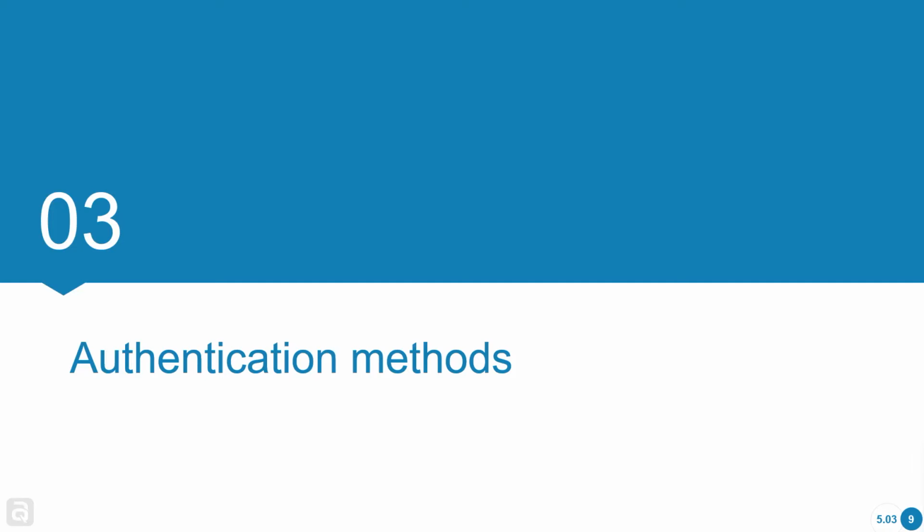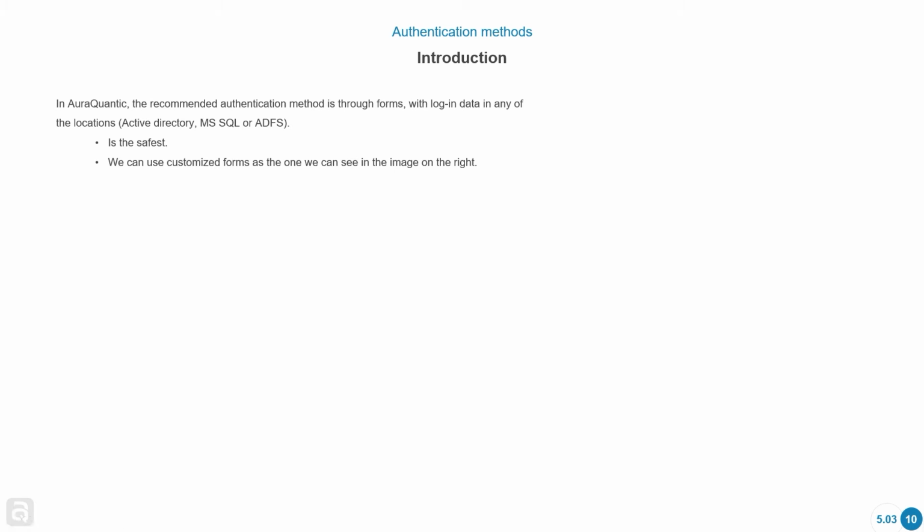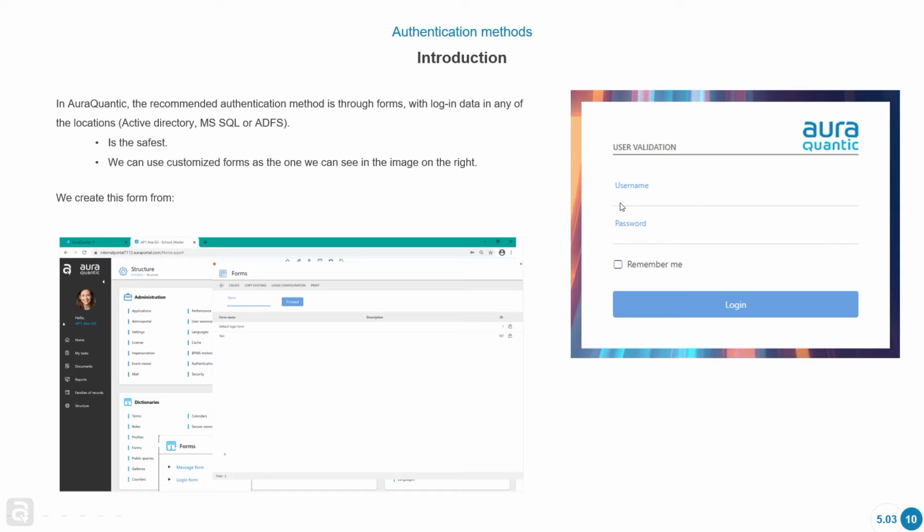In this part, we are going to learn about authentication methods. In Oraquantic, the recommended authentication method is through forms, with login data in any of the locations, Active Directory, MS SQL, etc. It's the safest, and we can use customized forms as the one we can see in the image on the right. This is an example, okay?